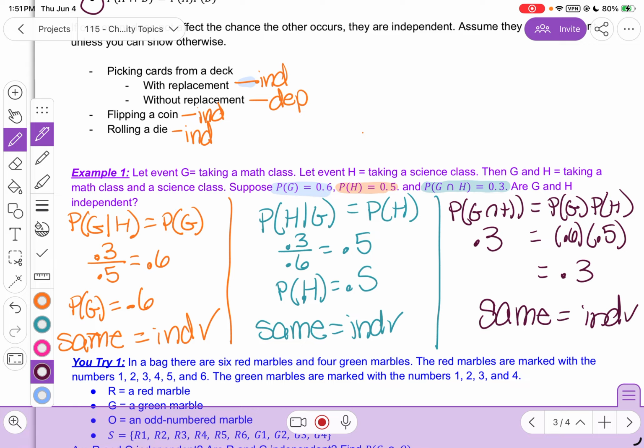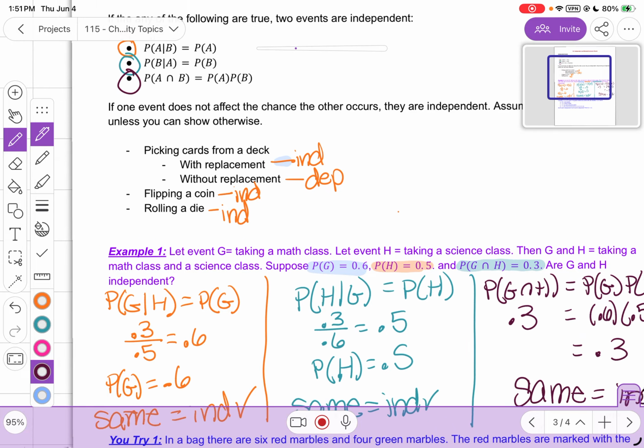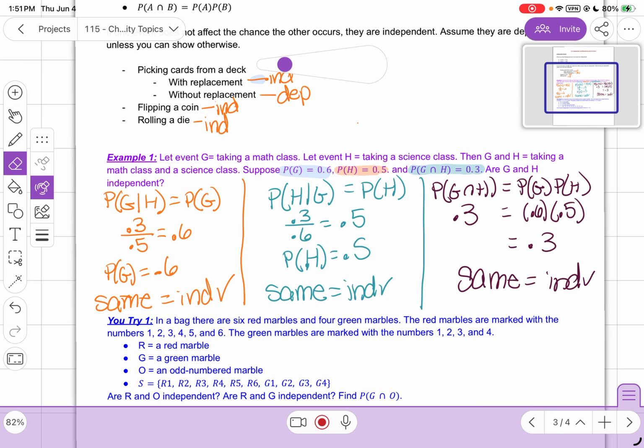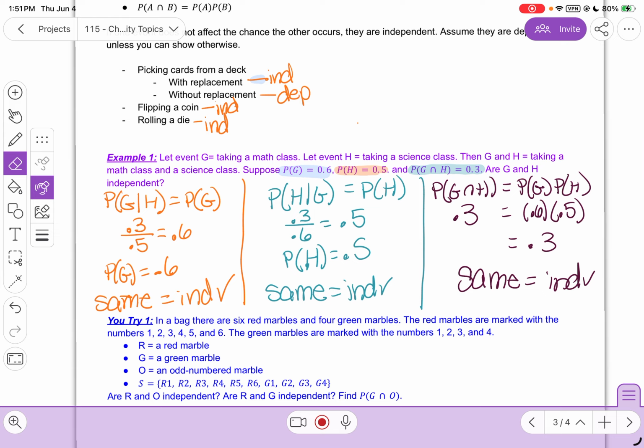I did not have to do all three. I could pick one. It does not matter which one. So in some cases, the purple's easier because of what I know. In some cases, the orange might be easier. You only have to do one. So because both of the answers were the same, that shows that math and science classes in this situation were independent.